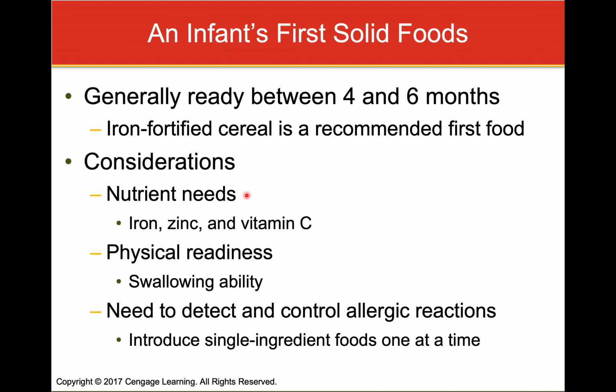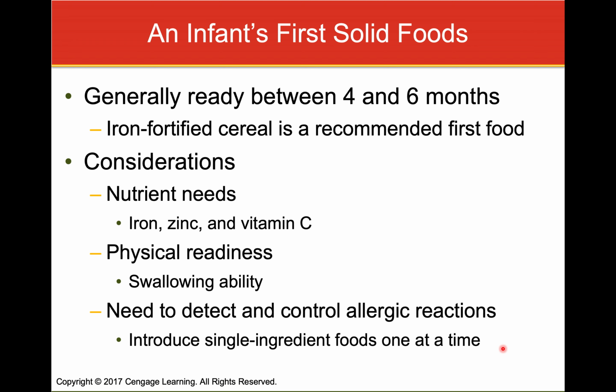Considerations, nutrient needs. So you want to target foods that are rich in nutrients that the infant may not be getting enough of with their breast milk. Iron, zinc, and vitamin C are 3 examples. Obviously, you want to keep an eye on the infant's physical readiness to be able to take the solid foods. Do they have the swallowing ability to do that?